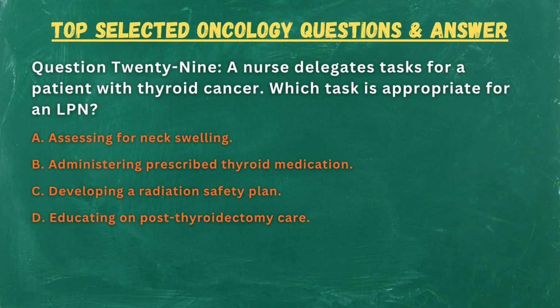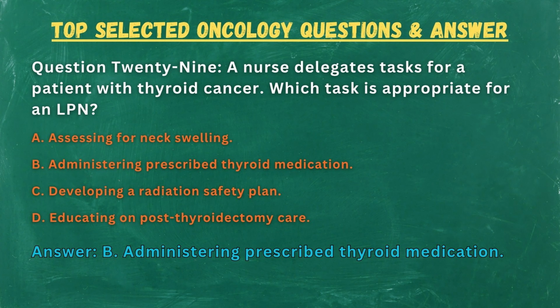Question 29. A nurse delegates tasks for a patient with thyroid cancer. Which task is appropriate for an LPN? A. Assessing for neck swelling. B. Administering prescribed thyroid medication. C. Developing a radiation safety plan. D. Educating on post-thyroidectomy care. Answer: B. Administering prescribed thyroid medication.